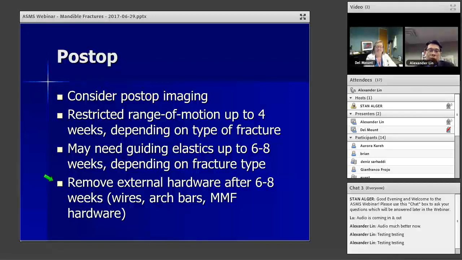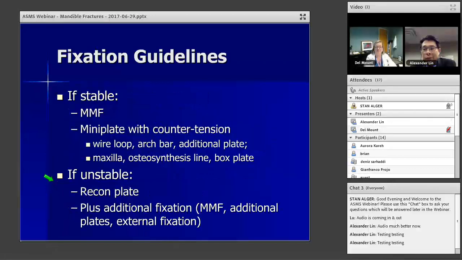And finally, if you left any hardware in, like wires or Ernst ligature or things like that, arch bars, you can take them out after you're confident everything's fixed, and that may be up 6 to 8 weeks or later. So good. So with this strategy, we can go after every fracture in the mandible. So let's talk briefly about fixation guidelines.